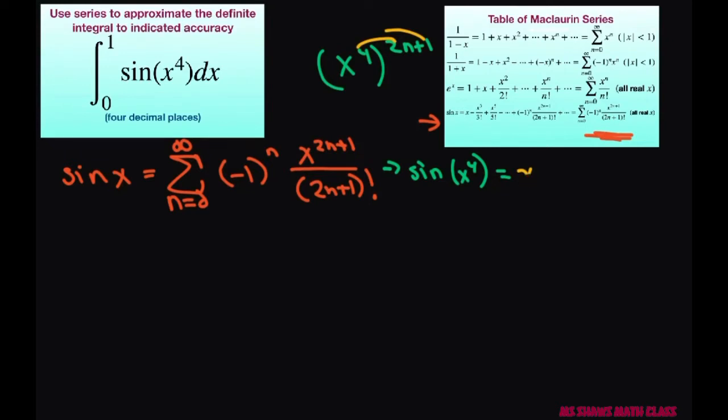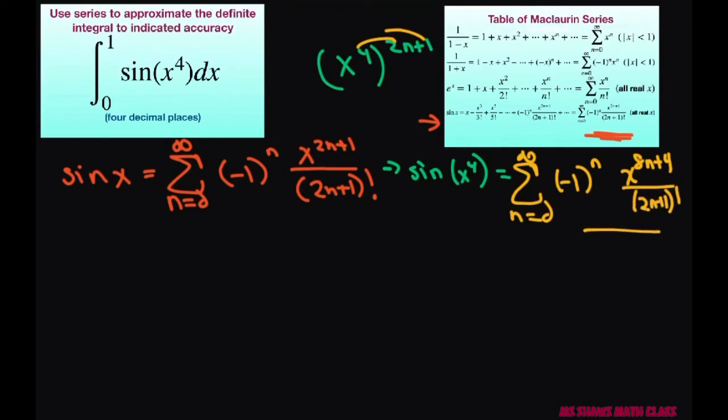Let's write this out. We're going to get the sum from n equals 0 to infinity of negative 1 to the power of n times x to the power of 8n plus 4 divided by 2n plus 1 factorial. All right, now let's just integrate this. So we're integrating this whole thing.